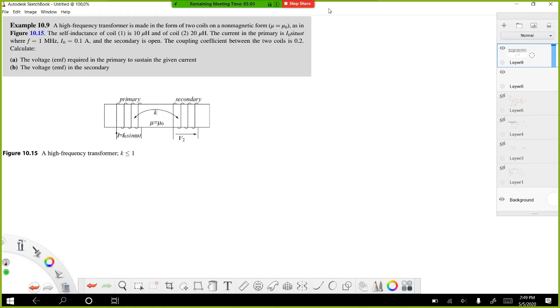The self-inductance of coil 1 is 10 millihenry, and of coil 2 is 20 millihenry. The current in the primary is I0 sine omega t, where the frequency is 1 megahertz and I0 equals 0.1 ampere. And the secondary coil is open. The coupling coefficient between two coils is 0.2. So K is 0.2. We need to calculate the voltage required in the primary to sustain the given current, and the voltage in the secondary circuit and the secondary coil.